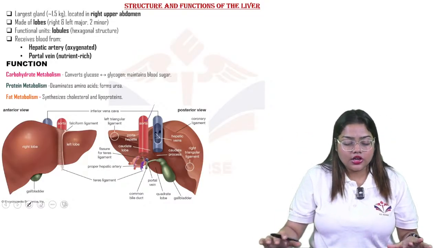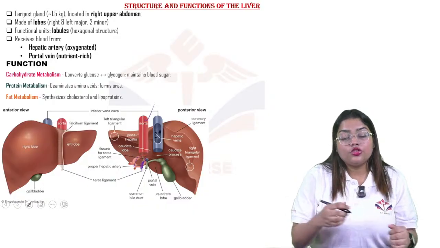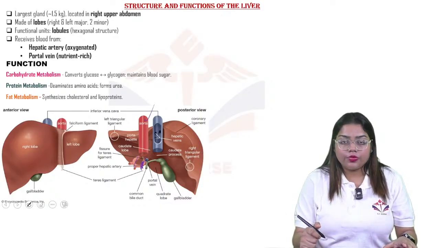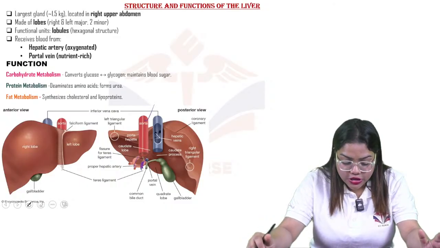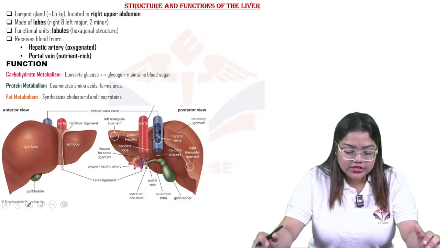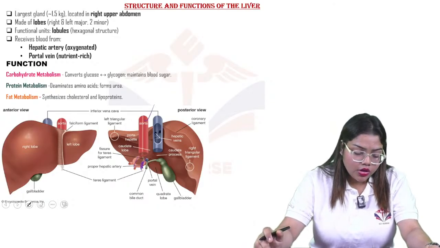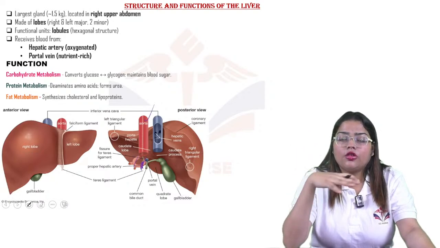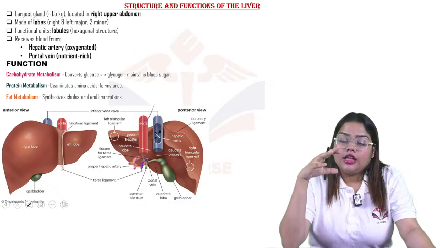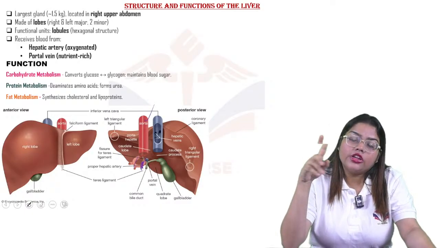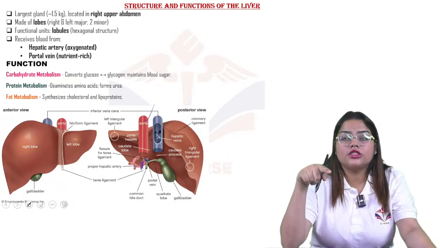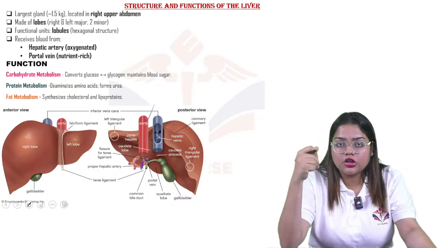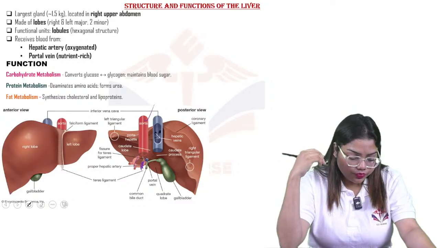So the liver helps to convert glucose to glycogen or glycogen to glucose, and it also maintains the blood sugar. Next is protein metabolism, which eliminates amino acid from the urea. Sometimes, if there is an excessive amount of urea inside our body, it will metabolize the urea and convert it into amino acid, which helps us get proper amino acid, especially for the cell structure and growth of the cells.